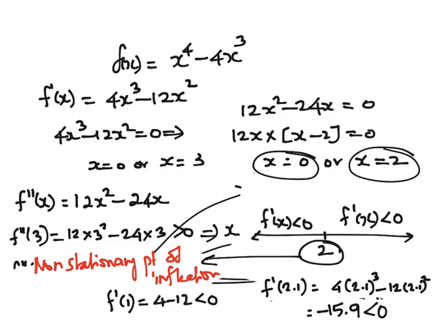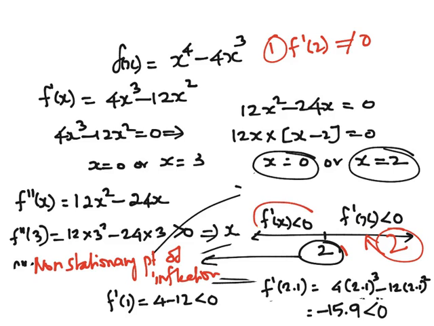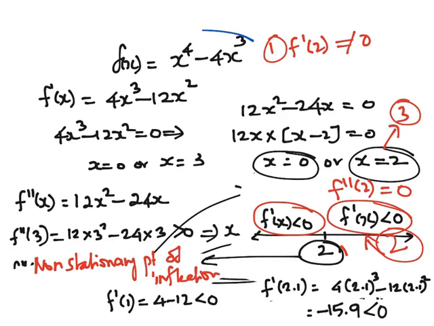Yeah, because the first condition is satisfied, that is f dash of 2 is not equal to 0. And the second condition is satisfied here, that is before and after 2 the first derivative has the same sign, and the third condition is satisfied here, that is f double dash of 2 equal to 0, right? So this function has a stationary point of inflection and also a non-stationary point of inflection.